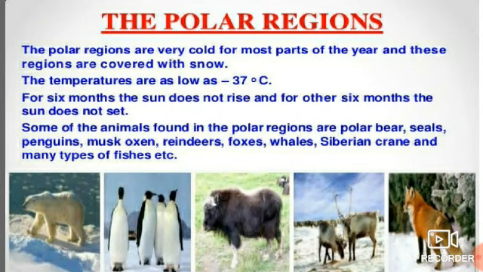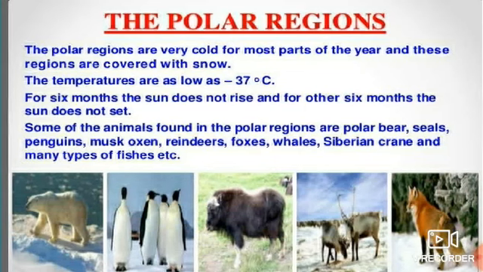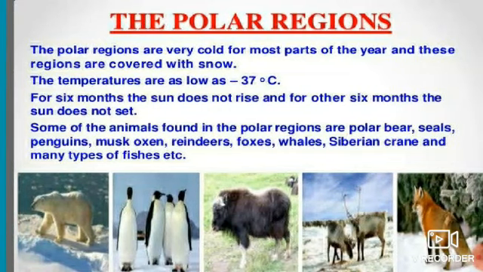The polar regions are very cold for most parts of the year, and these regions are covered with snow. The temperatures are as low as minus 37 degrees Celsius. For 6 months, the sun does not rise, and for the other 6 months, the sun doesn't set. Some of the animals found in the polar regions are polar bear, seals, penguins, musk oxen, reindeers, foxes, whales, Siberian crane, and many types of fishes.